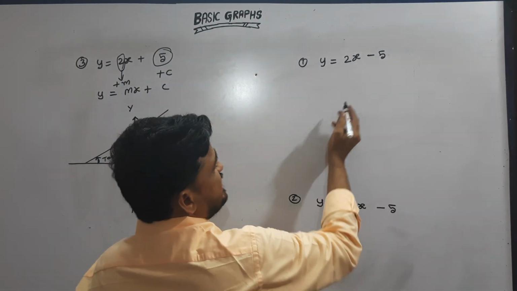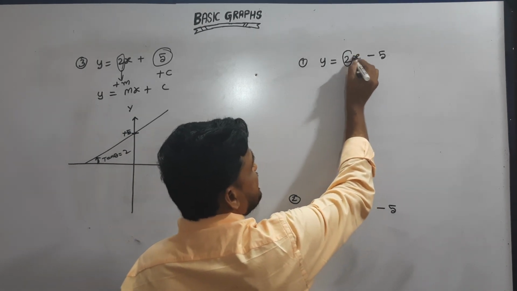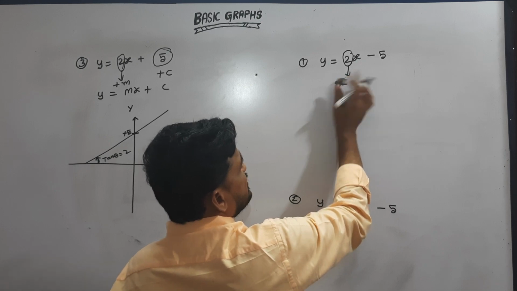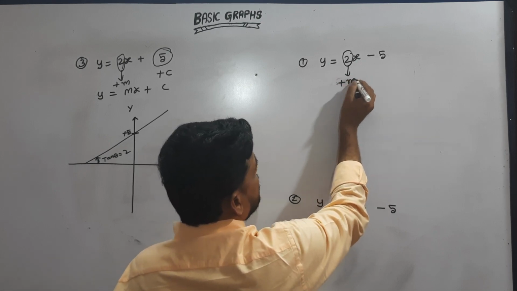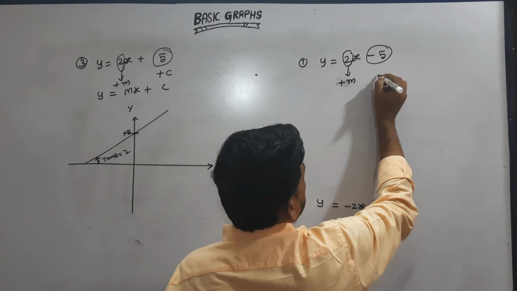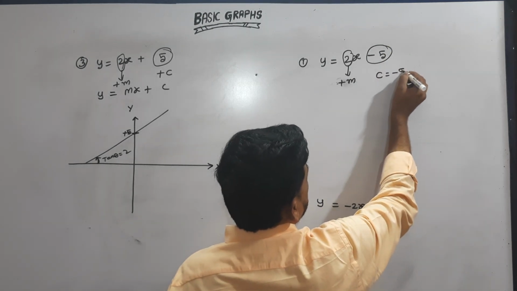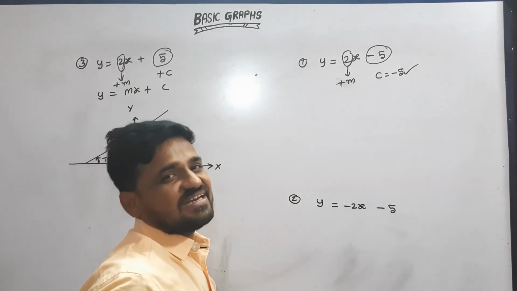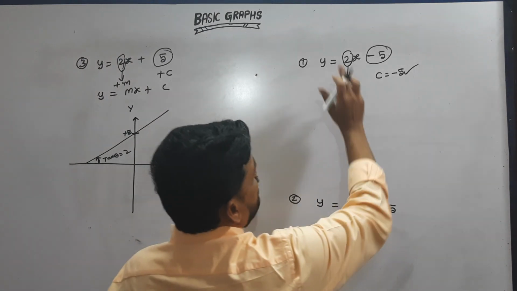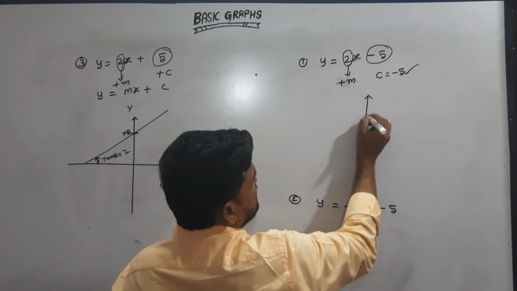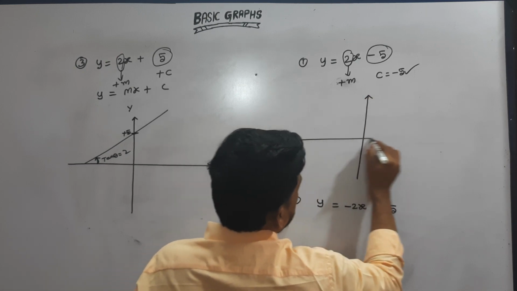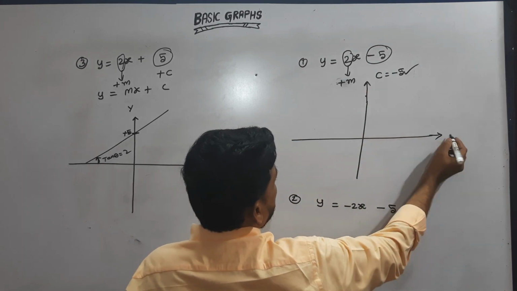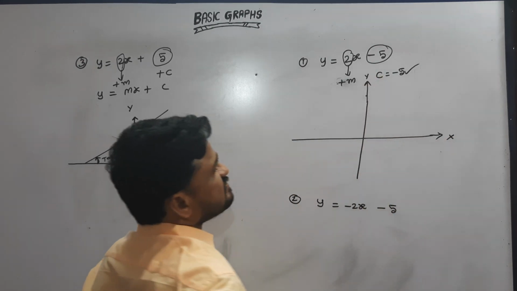Plot the graph of this equation. It is like y equal to mx plus c. Here the slope is positive, m value positive, but the intercept is negative. C value is minus 5, a negative intercept, and the graph intersects the negative y-axis, but the slope is positive. So draw the graph of that equation.